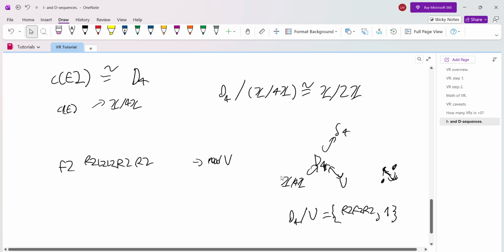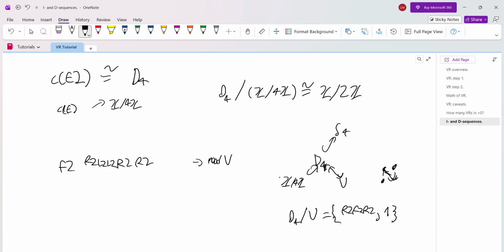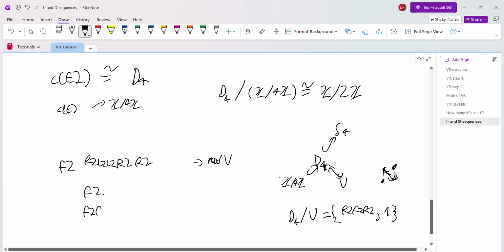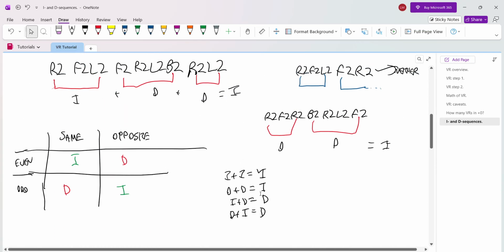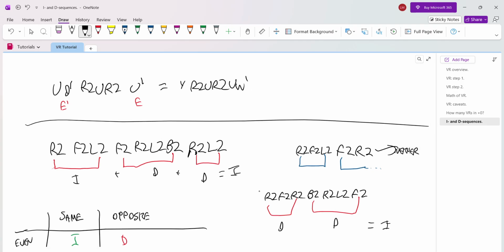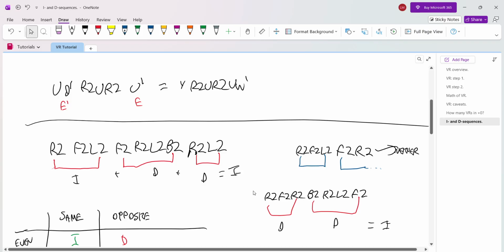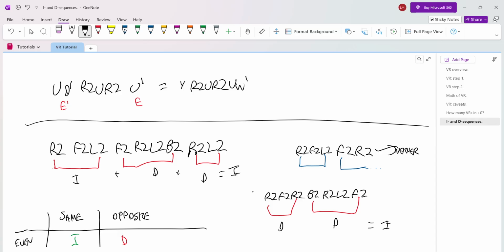I guess I should write it like this, really. So, okay, if you do modulo V, then what are the possible answers? Modulo V, there's no difference between R2 and L2. So we only have two possible things we can have, either F2 or F2R2. This is a 2 swap, but it's an adjacent 2 swap. And this is a cycle, so QED. So we've proven that if the last segment doesn't end as we intended it to, then we don't get an I or D sequence.